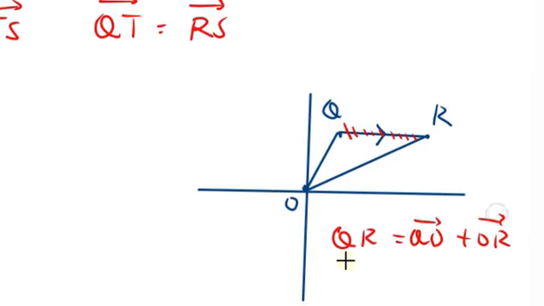See something. Where did I start from? Q. Where am I going? R. I am at R. Objective achieved. So with vectors, start where you are supposed to start and end where you are supposed to end. That is all.